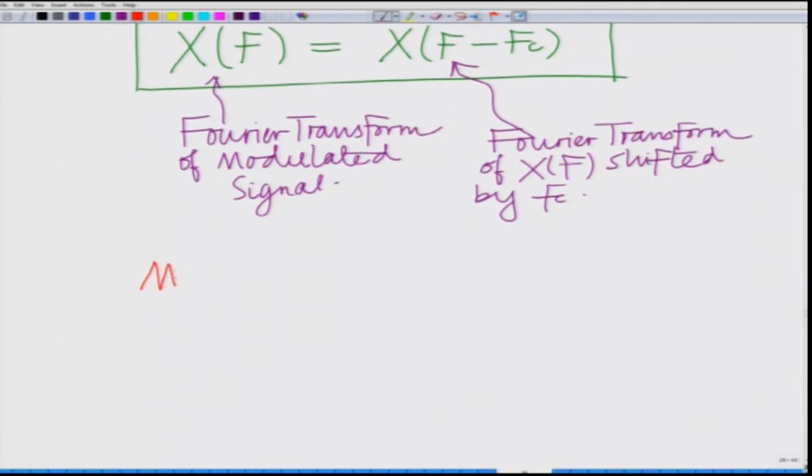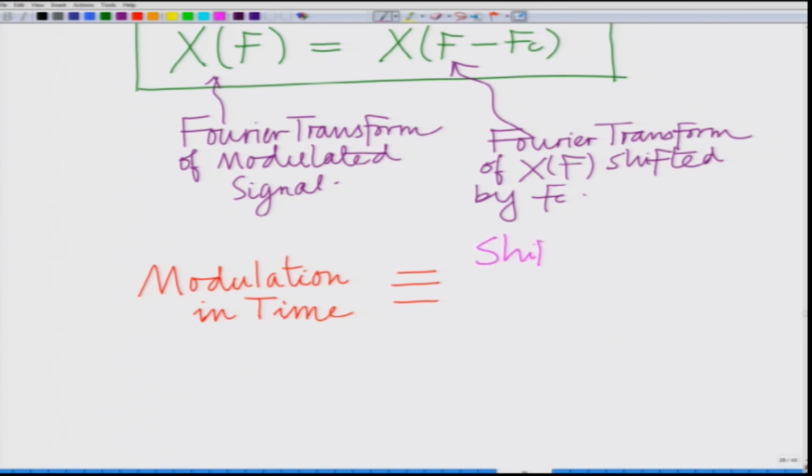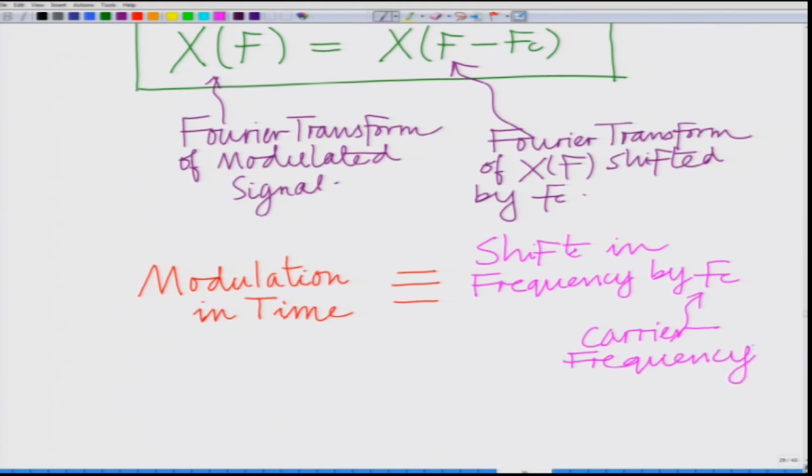If you modulate in time, this is equivalent to a shift in frequency by f c, where f c we know is the carrier frequency. So, modulation in time.